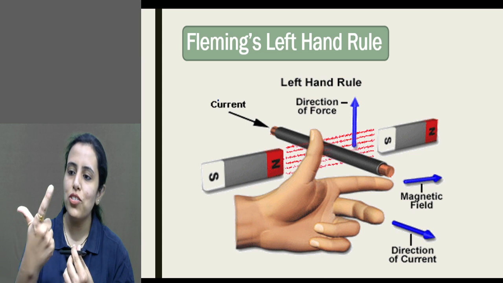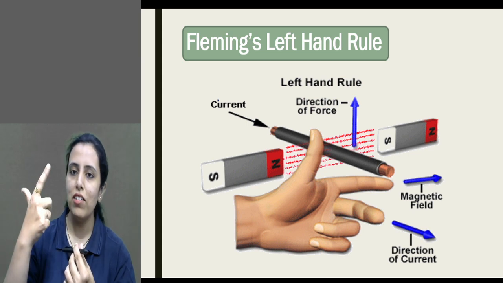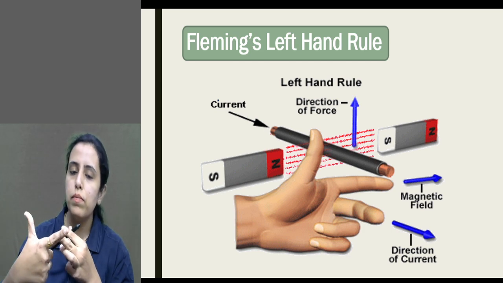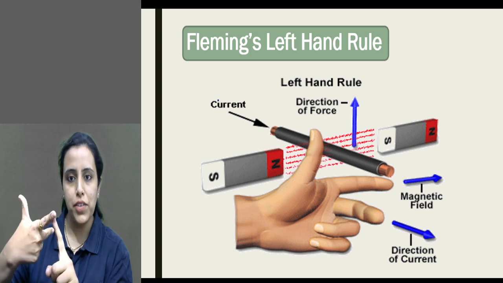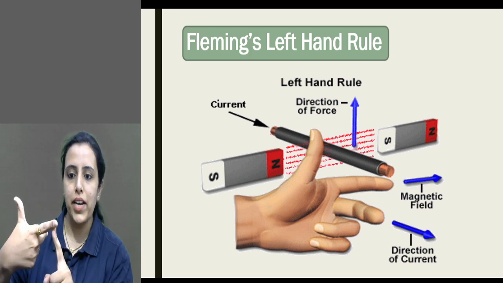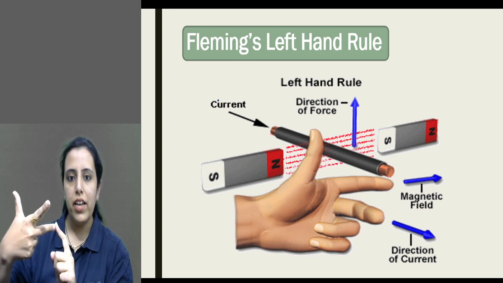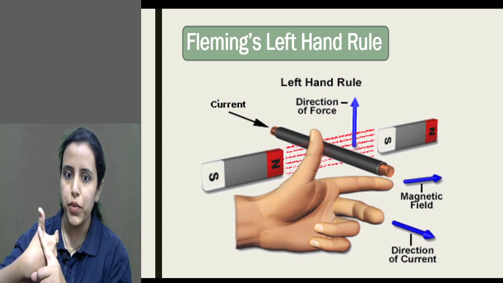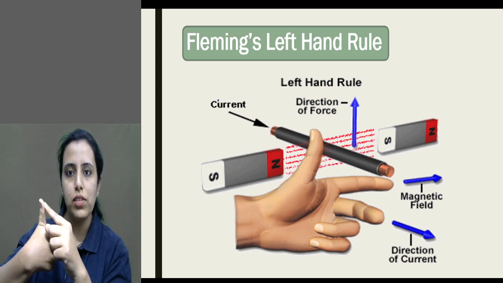Let's just stretch the fingers of your left hand: thumb, index finger and middle finger. What do they indicate? This index finger indicates the direction of the magnetic field. This middle finger indicates the direction of current, and the third parameter, which we are actually interested in finding out, is the direction of force. This way the direction of force is found.